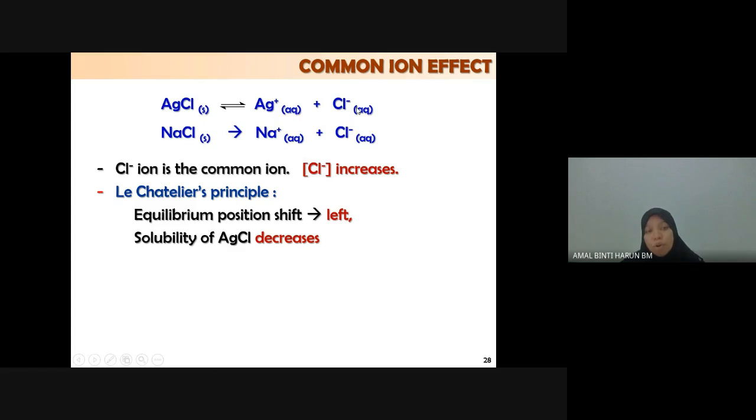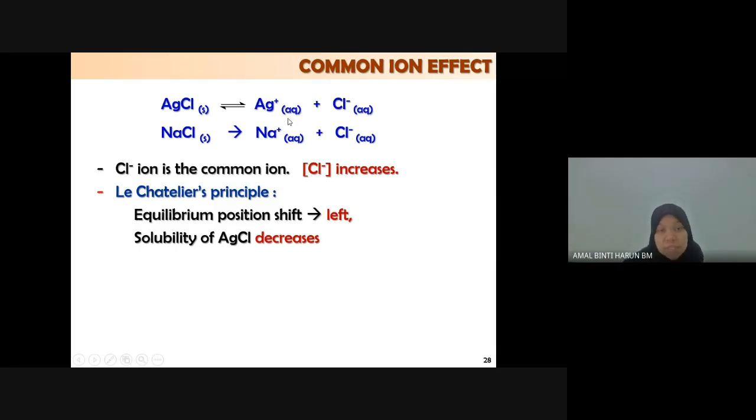Macam mana boleh tinggi pula chloride ion? Daripada silver chloride ada concentration chloride, daripada NaCl pun ada concentration chloride. So concentration chloride adalah tinggi. Bila satu spesies ni concentration dia tinggi, untuk reach equilibrium dia akan shift to the left. Okay, so since shifting to the left, dia akan pergi ke arah solid.